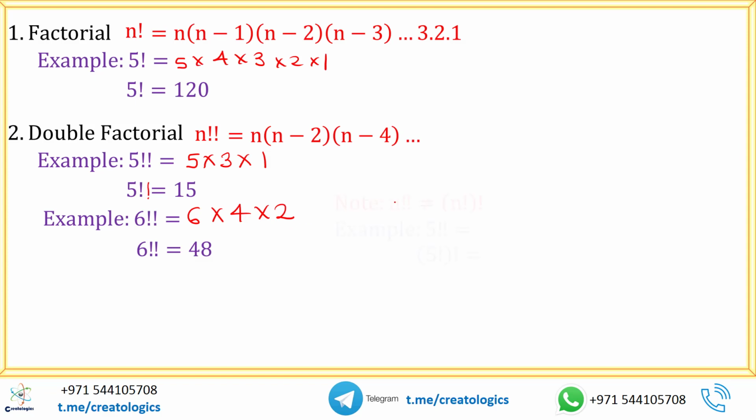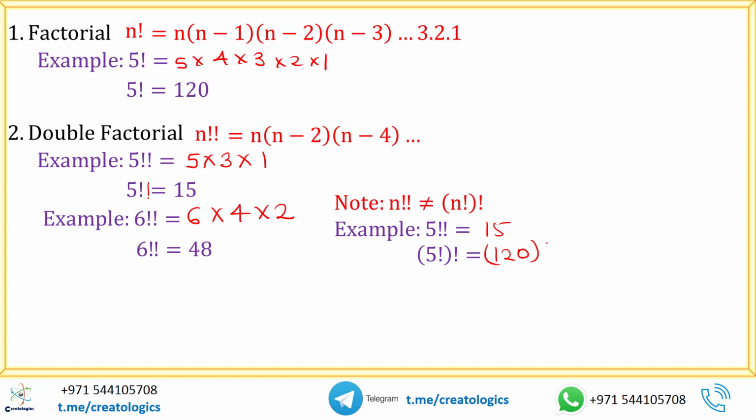So let me tell you one thing. n double factorial is not the same as taking the factorial of n factorial. No. See, for example, 5 double factorial, we have already seen that its value is 15. What about the factorial of 5 factorial? 5 factorial is 120, so taking the factorial of 120, no, these two are different things. So always keep in mind that these two are different things.